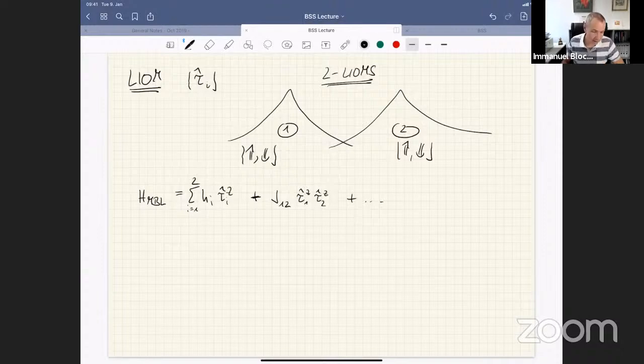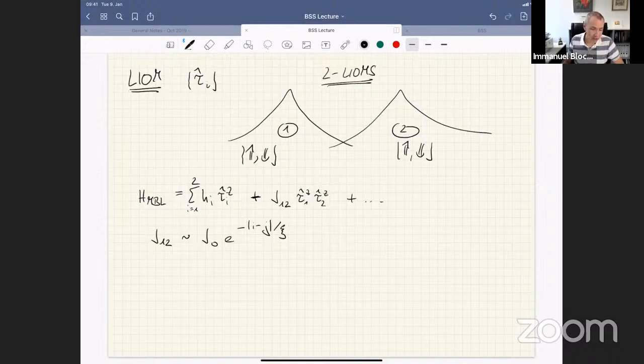And now let's just remind ourselves that the strength of the coupling J12 in the system is proportional to some bare coupling strength J0 and exponentially decaying with the distance between those two LIOMs divided by some localization length that we want to think about.